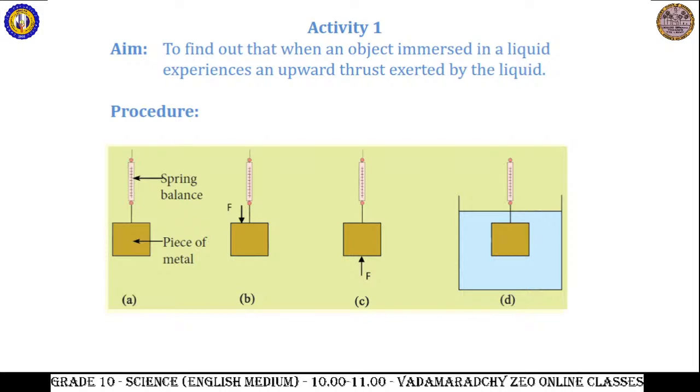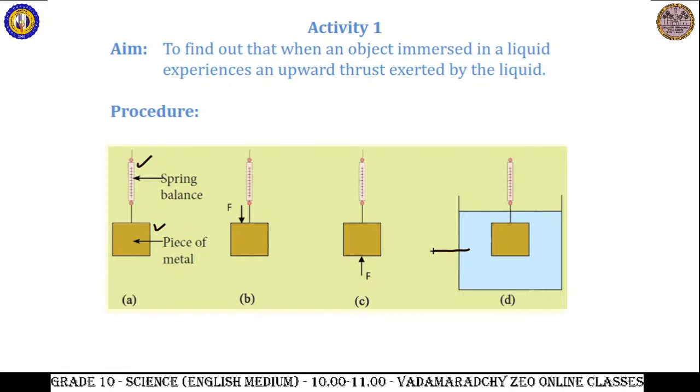So let's carry out this activity to find out whether an upward force is exerted by the liquid. To do this activity, we have to take a spring balance, a piece of metal, and a beaker with water. We have to take these three objects.